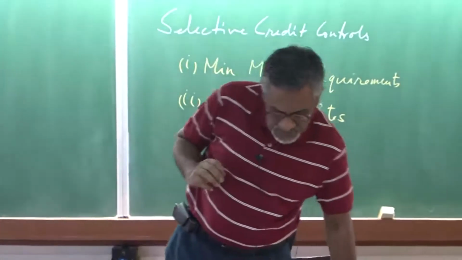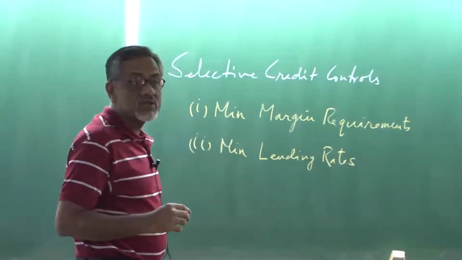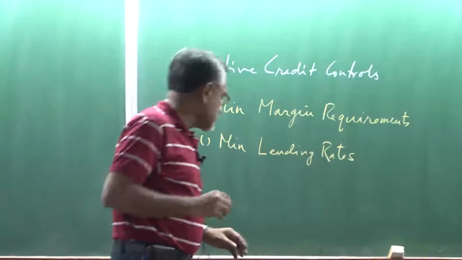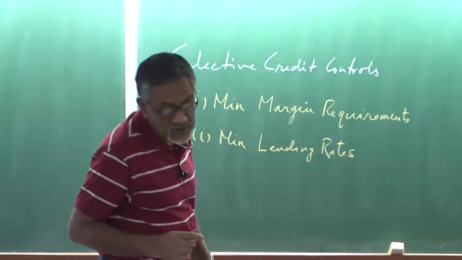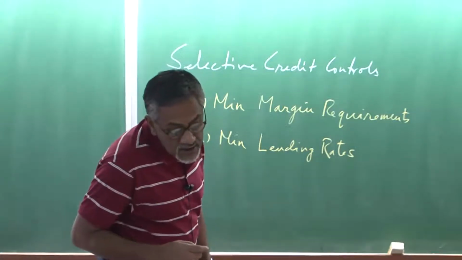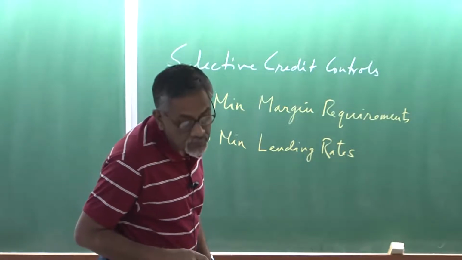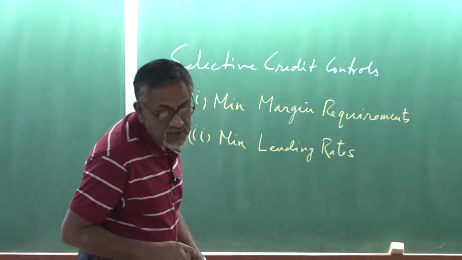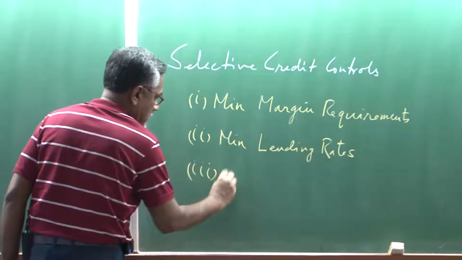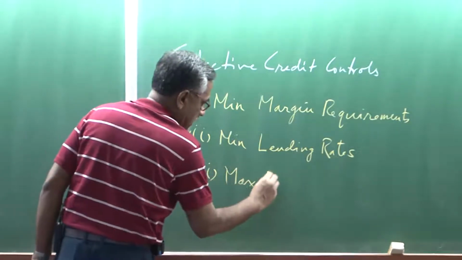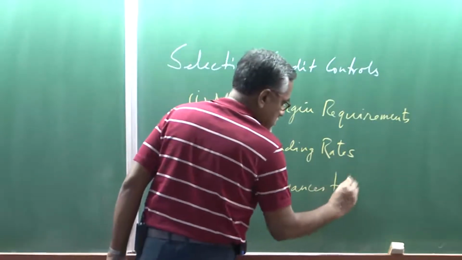Third point is very important, this is with respect to these hoarders, black marketeers, which we also call them, black marketeers, hoarders, in food items particularly, who create artificial shortages in the market and raise prices. Third instrument under selective credit control commonly used in India, the third item, maximum advances to individual borrowers.